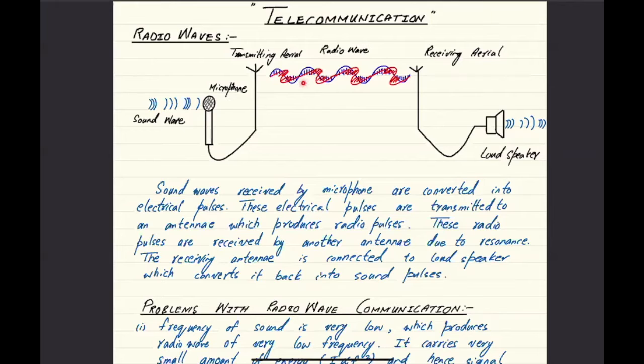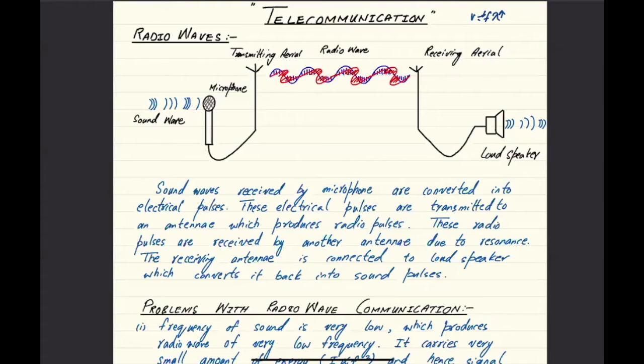And low frequency would cause two problems. One is that if you recall the formula v equals f lambda, then with a low frequency you have a longer wavelength. And there is a rule in telecommunication that the size of the antenna should be of the order of the wavelength so that it can absorb one signal at a time.